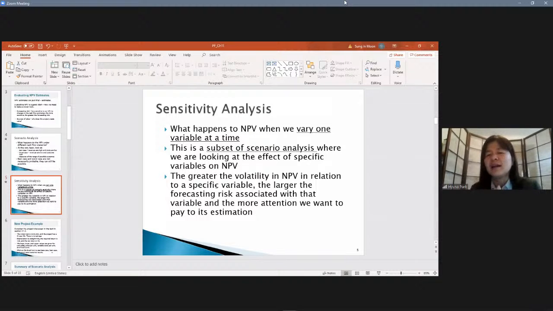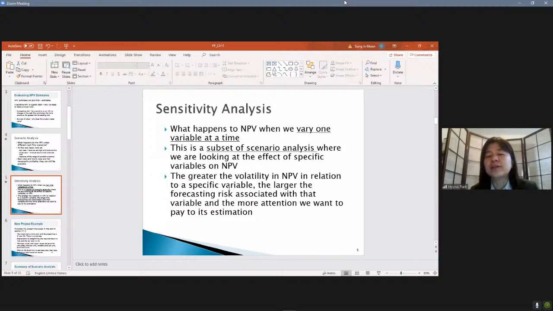Even though the base case scenario gives us a positive NPV, if after the sensitivity analysis we see that when the oil price changes, this NPV swings very much, so the variability and volatility of the NPV is high when oil prices change, then we may think again. So that's what I mean here.